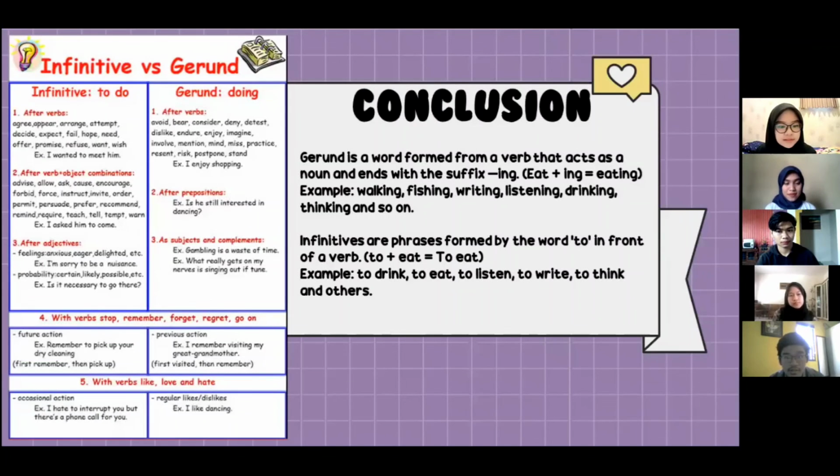Conclusion. Gerund is a word from a verb that acts as a noun and ends with the suffix -ing. Example, eat plus ing, eating. Example, working, fishing, writing, listening, drinking, thinking, and so on. Infinitives are phrases formed by the word to in front of a verb. Example, to plus eat, to eat. Example, to drink, to eat, to listen, to write, to think, and others.